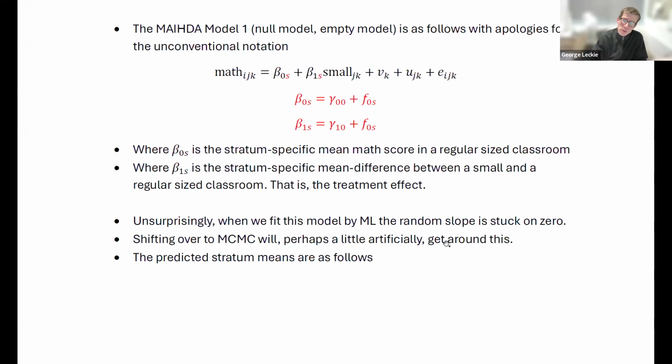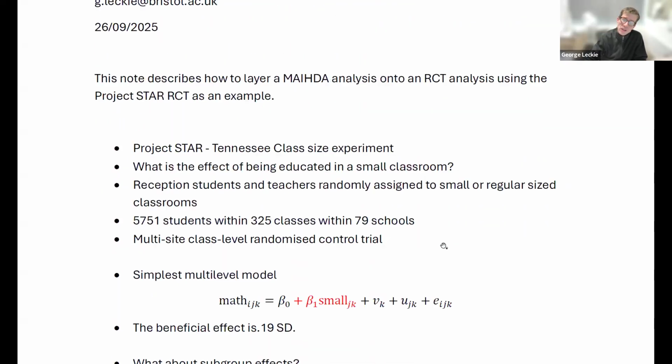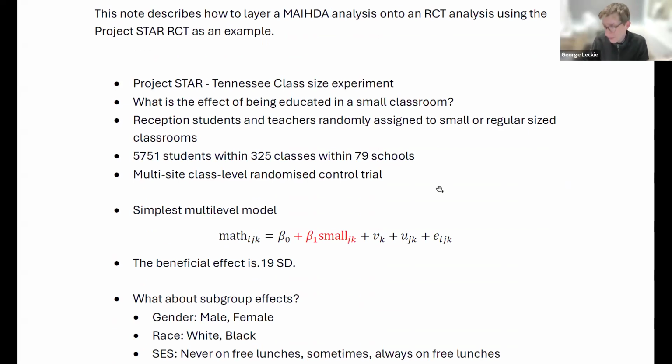But mechanically, hopefully you found that interesting as how to take MAIHDA beyond what most people do, which is simply a description of how mean outcomes vary across intersections. We've now shown how treatment effects vary across 48 intersections from an RCT, not any old RCT, but a multi-site cluster randomized controlled trial.